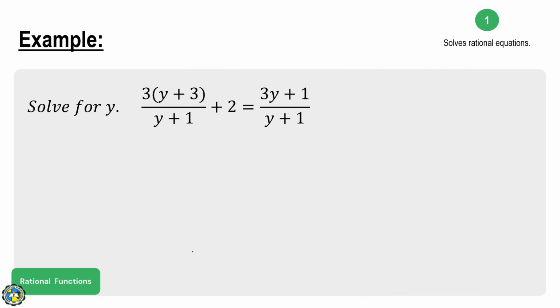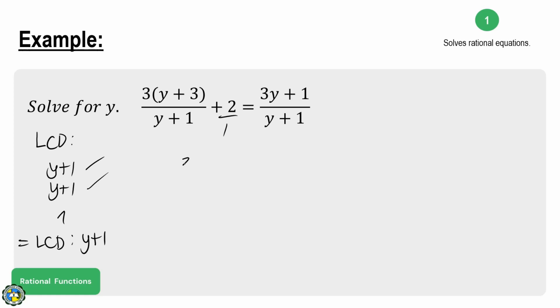Let's solve for y in this given example. So, as you can see, as our LCD, ang denominator nating pareho ay y plus 1. Okay? And then the other one naman kasi is only 1. So, same denominator, count as 1. So, therefore, our LCD is y plus 1 po. So, let's multiply it. Okay? Y plus 1.